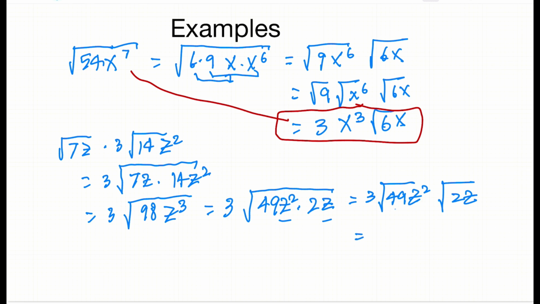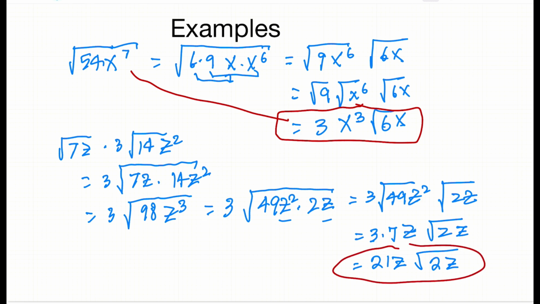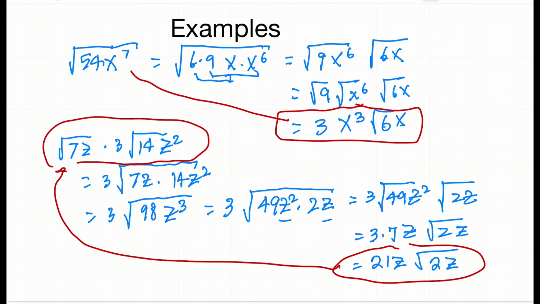So now the square root of 49 is 7. So that's 3 times 7. And then the square root of z squared is just z, times the root of 2z. So this is going to be equal to 7 times 3 is 21, z times the root of 2z. So there is our answer. So these two expressions are equivalent to each other, just by using this multiplication property of the radicals.